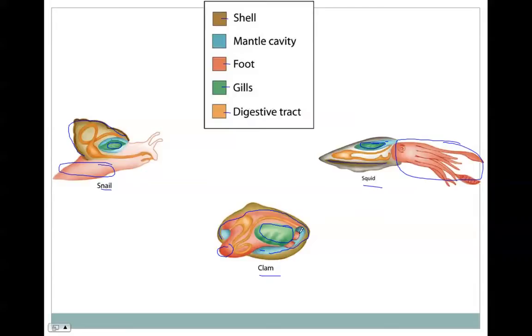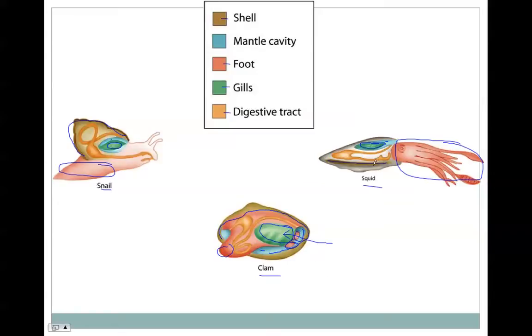One thing I want to point out on the squid and clam and some of the other organisms, they'll have this structure right here and here, and this is called the siphon. This is going to bring water in, and this is how it filter feeds and also breathes.